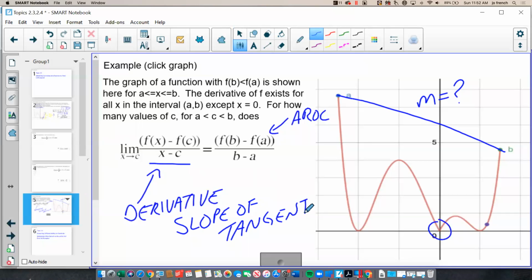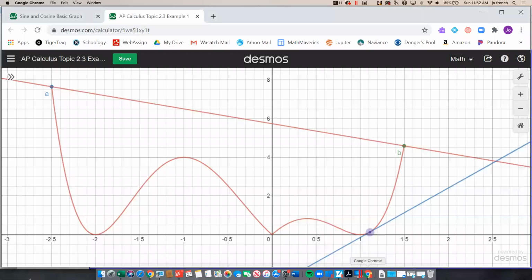How many times does my tangent line, right now my tangent line seems to be going up, definitely not parallel, but where would that tangent line be parallel to this line between the endpoints, the secant line? So take a moment, pause, and come up with a number. How many times? Okay, I'm going to assume you paused. Let's take a look here.